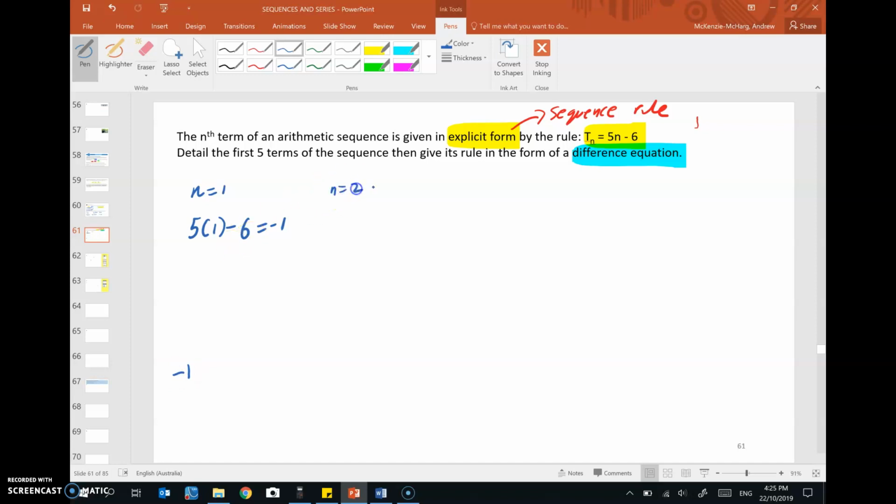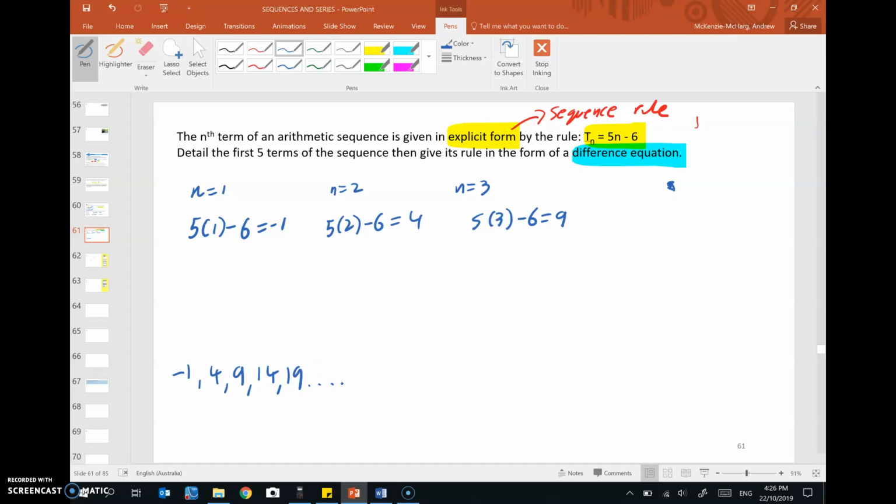When n equals 2, 5 by 2 take 6 gives 4. When n equals 3, 5 by 3 take 6 is 9. So you can see we're going up in 5s. So we can continue that on: 14 and then 19. There's the first 5 terms of this sequence, and that will go on and on.